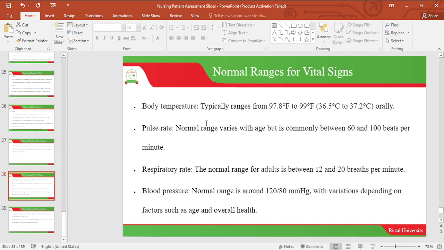Let's look at the pulse rate. The normal pulse rate varies with the age, but is commonly between 60 to 100 beats per minute. Respiratory rate: the normal range for adults is between 12 to 20 breaths per minute. Blood pressure: the normal range is around 120 over 80 millimeters of mercury, with variations also depending on factors such as age and the overall health of the individual.